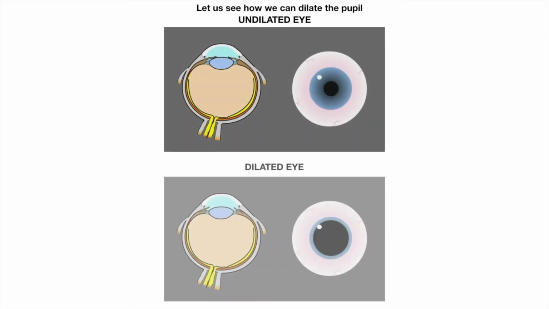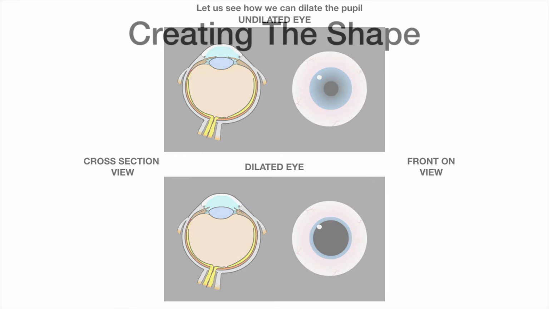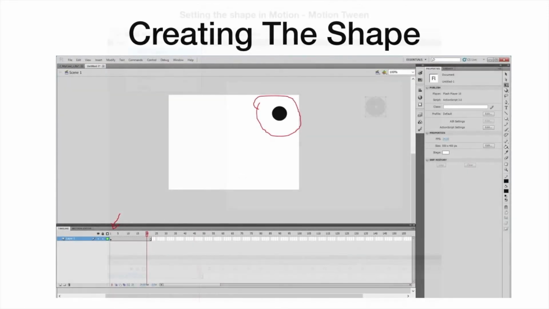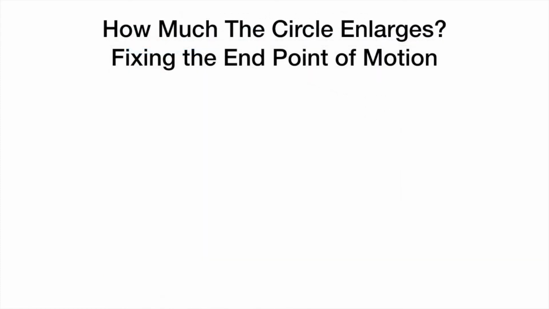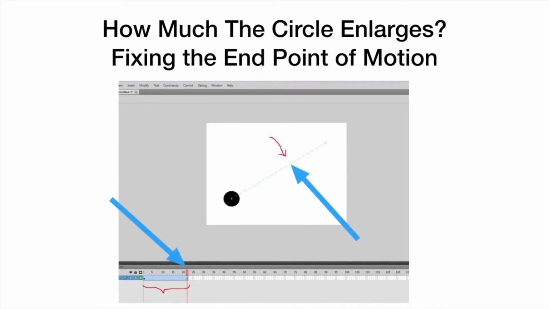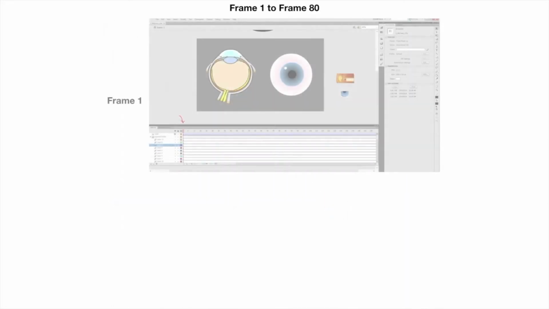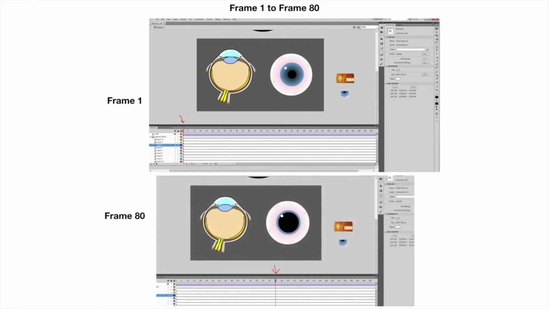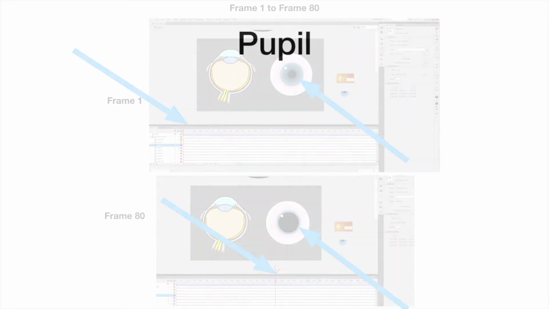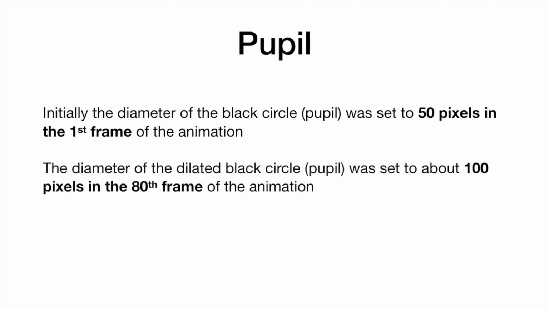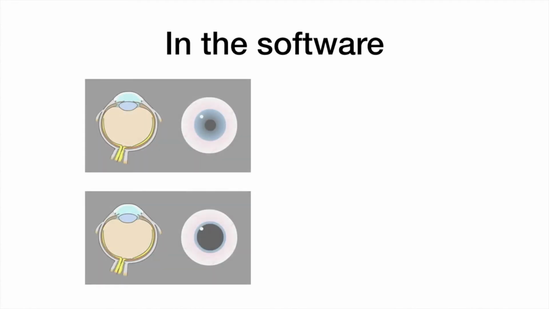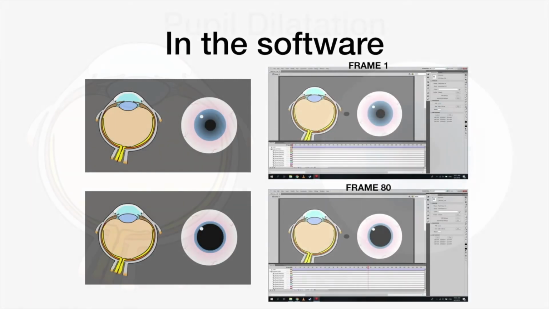Let us see how we can dilate the pupil. Creating the circular shape for the pupil and enlarging it in moving image is the key, by using the motion tween tool as shown in the toolbox. How much the circle enlarges depends on the end point fixed for the motion. In frame 1, the pupil is constricted. In frame 80, the pupil is dilated. Initially, the pupil diameter was set at 50 pixels in frame 1 and 100 pixels in frame 80. The software will do the in-betweens. This is how it will look in the software to get the image into moving.